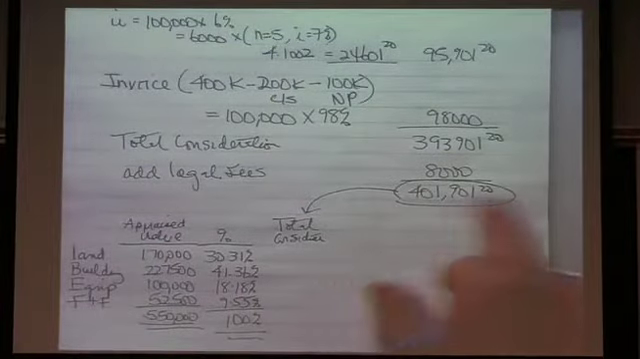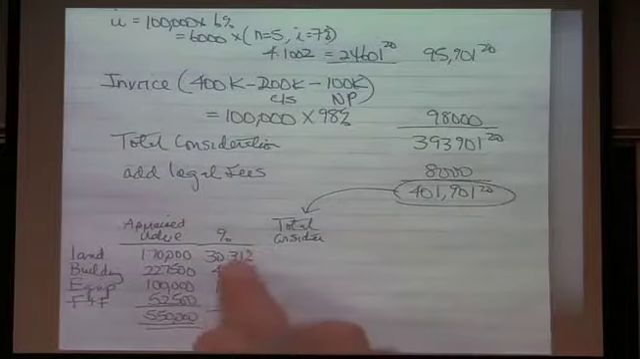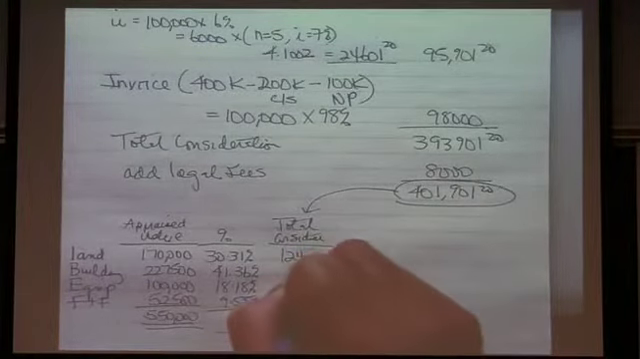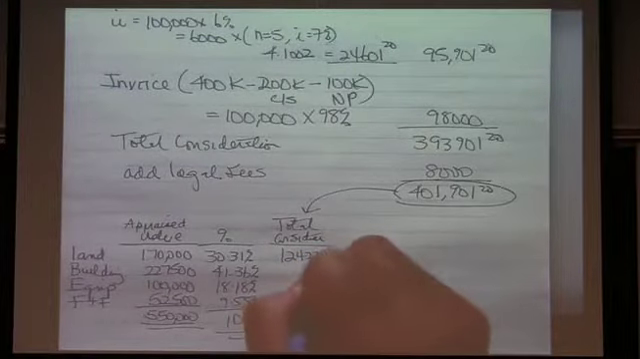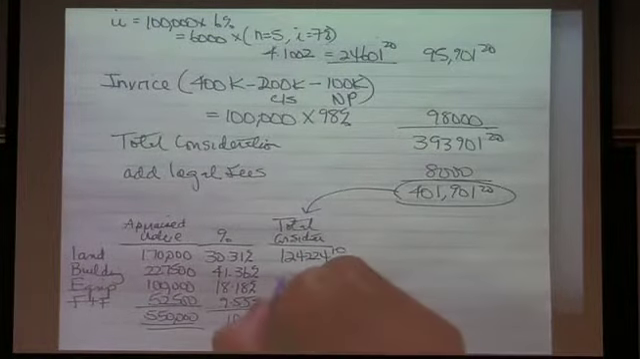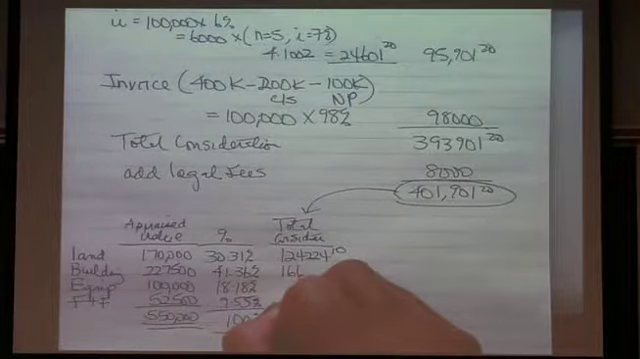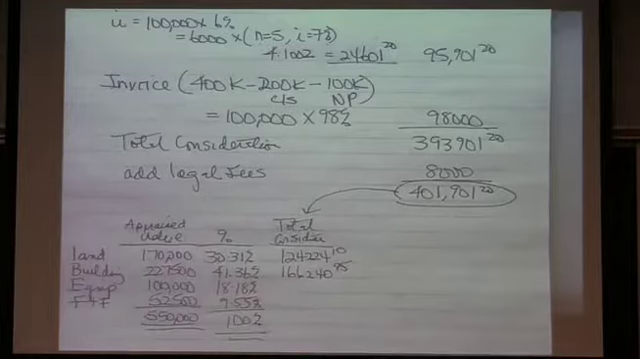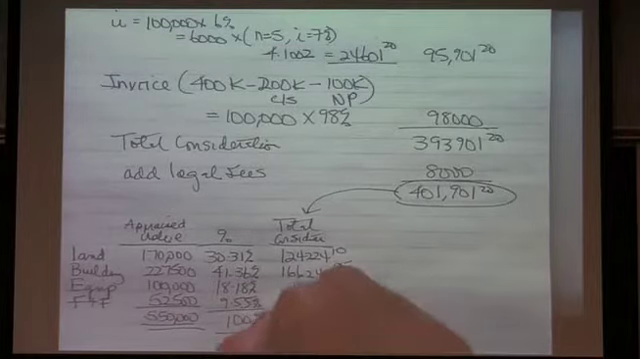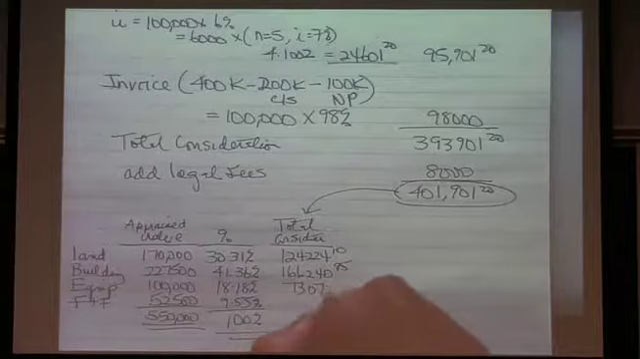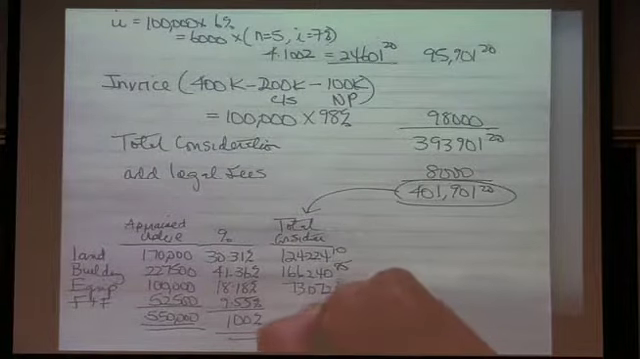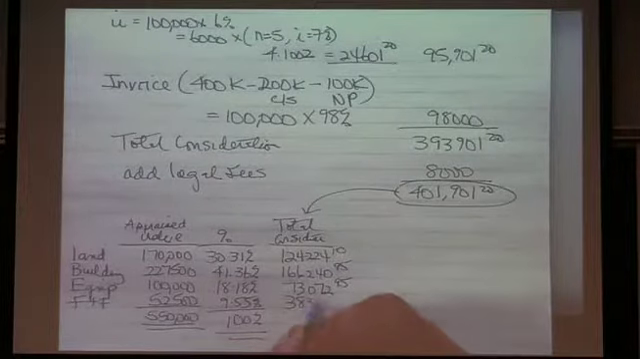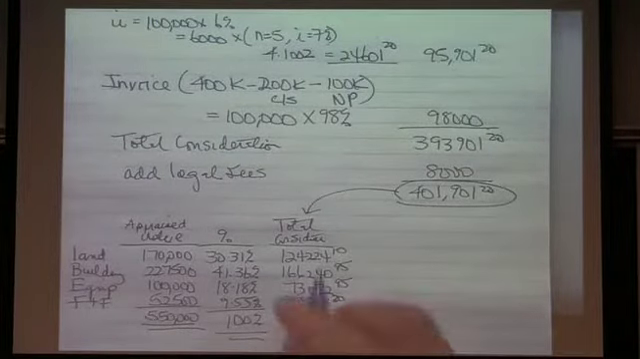So 401,901.20 times 30.31% gives me 124. And this one is 166,240.95. This is 73,072.95. This is 38,363.30.